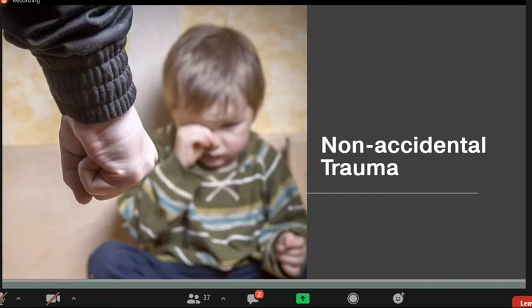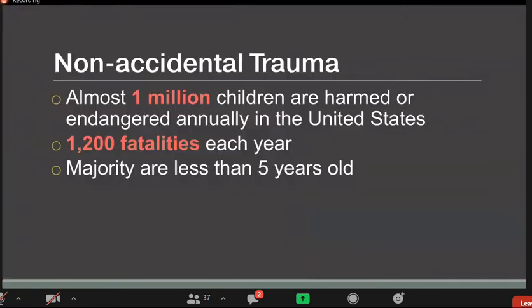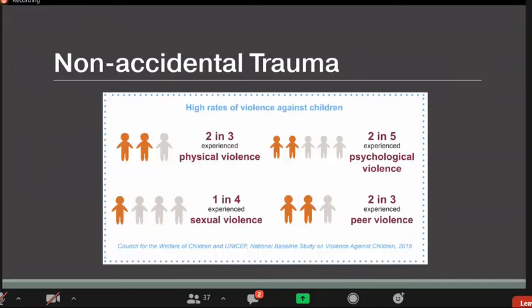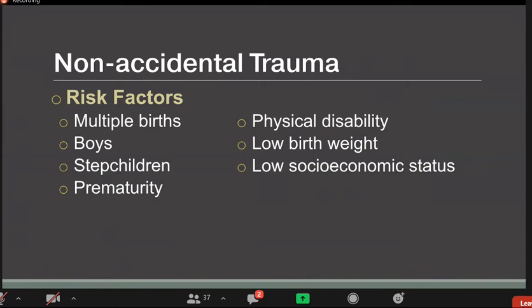So for non-accidental trauma, almost 1 million children are harmed or endangered annually in the United States. There are 1,200 fatalities each year, and the majority are less than 5 years old. This is according to Brandt. And here we can see local statistics from UNICEF in 2015 showing that 2 in 3 Filipino children experienced physical violence. This highlights the magnitude of the problem both locally and internationally. Risk factors for non-accidental trauma include multiple births, boys, stepchildren, prematurity, physical disability, low birth weight, and low socioeconomic status.